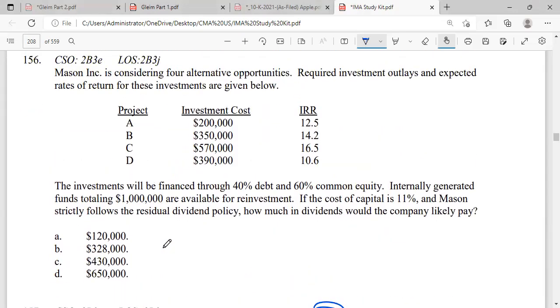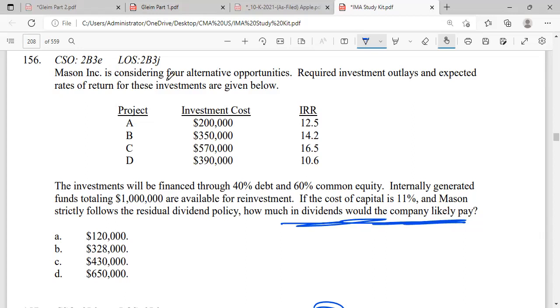Now, what is this question? How much in dividends would the company likely pay? So here's again the cost of capital. How much in dividends would the company likely pay? This is a question from the cost of capital.